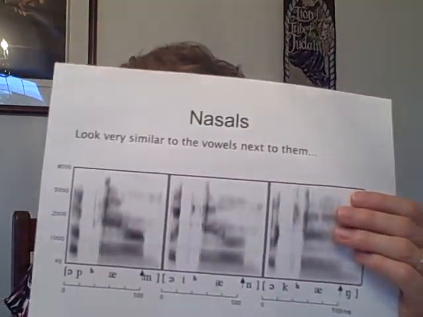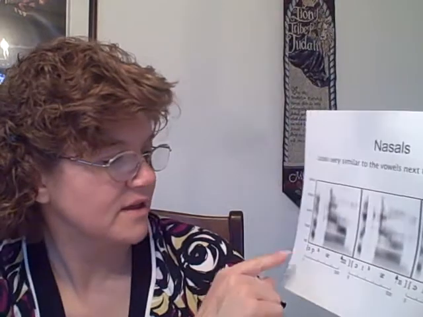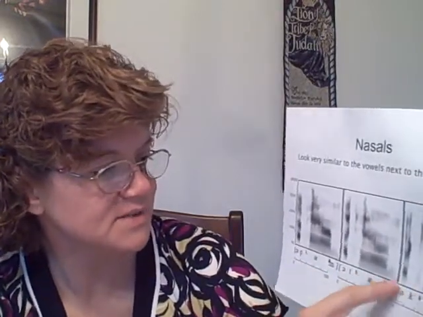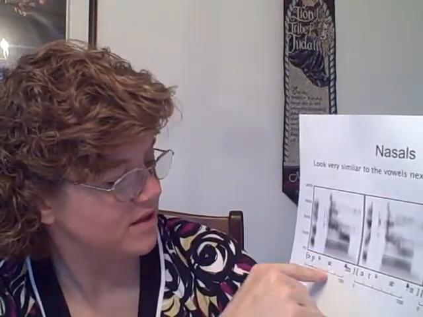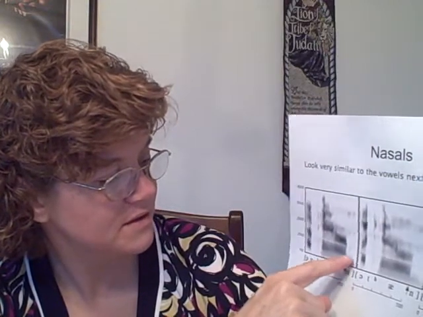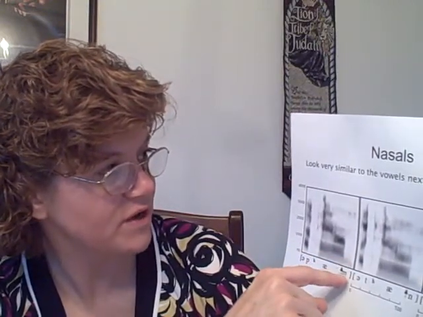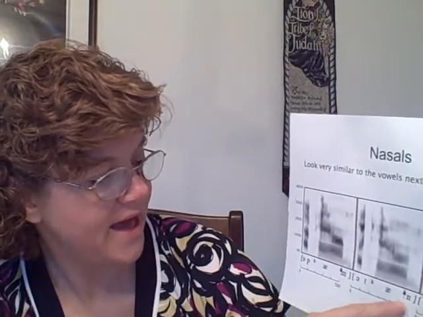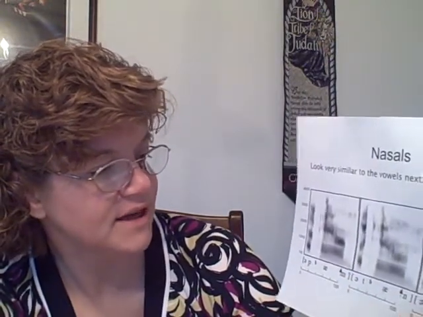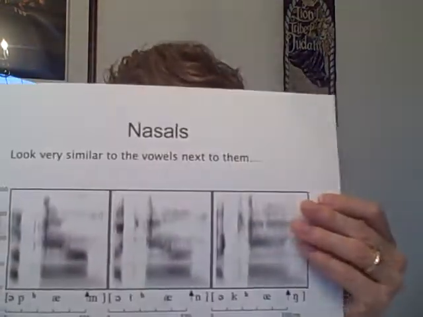Nasals look very similar to the vowels next to them, as well as the liquids. So if you look at these, you can see the differences between them. The nasal takes on the look of what is around it. The a, n, and the an. You can see the differences on the spectrogram, how that changes.